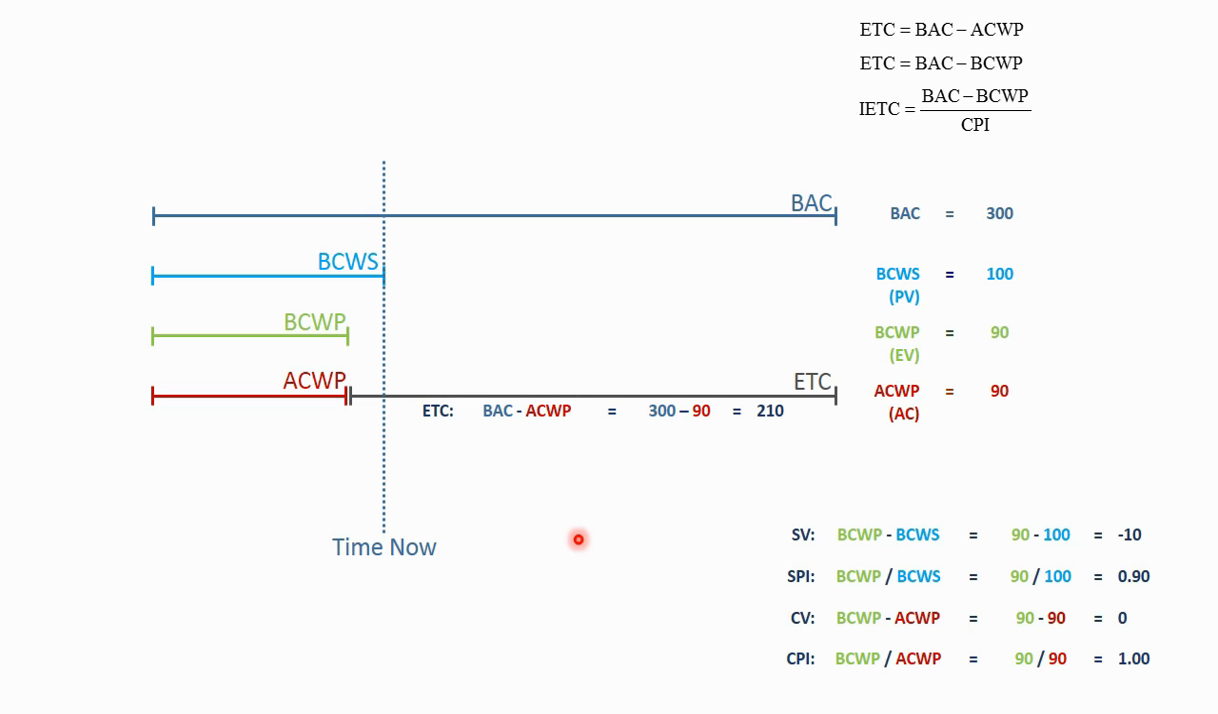So the simple estimate to complete is just the budget at completion minus the actuals. 300 minus 90 is 210. The estimate at completion in this case is the actuals plus the estimate to complete. 90 plus 210 is 300. And you'll notice this ETC and EAC are kind of redundant. You do one subtraction to get the ETC, you do the opposite addition to get the EAC. We compute ETC because we want to predict the budget going forward to the end of the project.